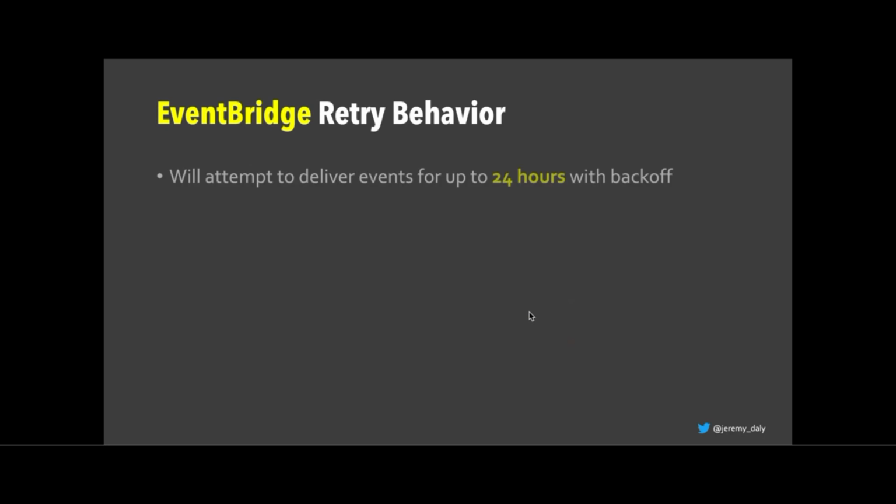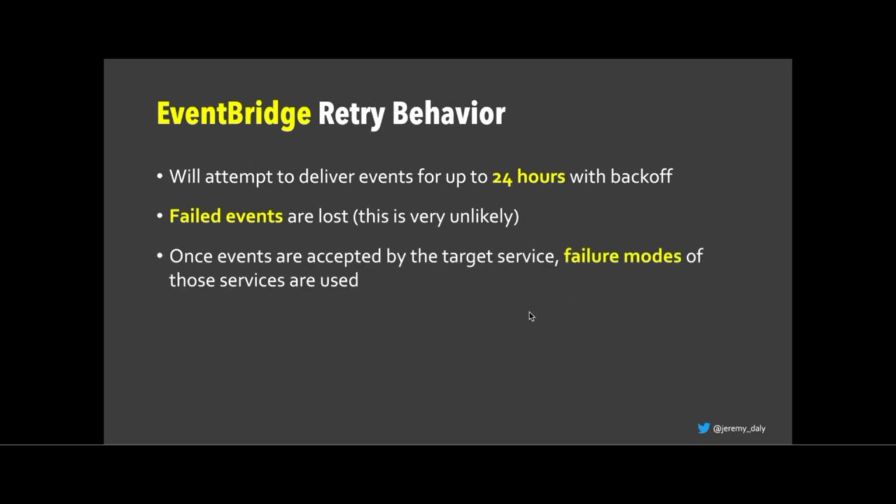So then EventBridge has a pretty simple retry behavior. It essentially tries to deliver the events for up to 24 hours with some sort of exponential back off. Any failed events actually at this point are lost. It's very unlikely this is going to happen because most of the services that EventBridge delivers to are other AWS services. So it's unlikely that, say, the Lambda service or the SQS service would be down for 24 hours and then it wouldn't eventually deliver it there.